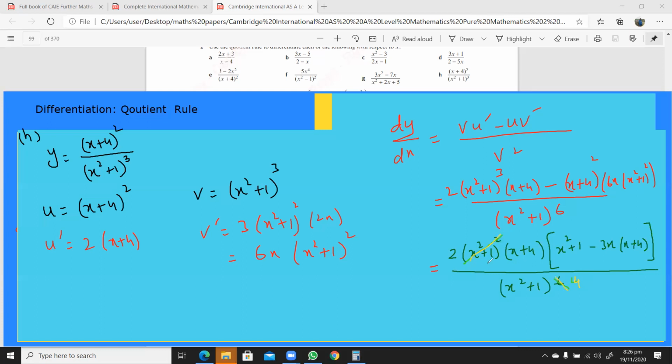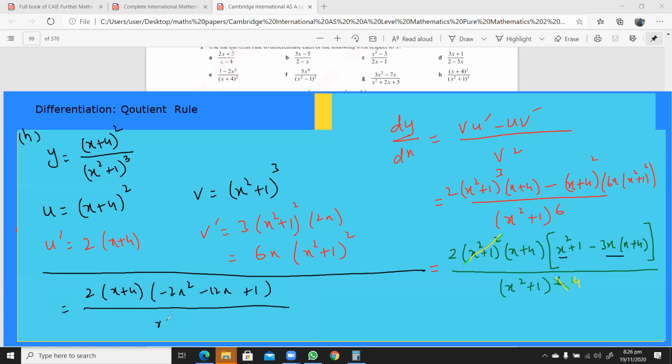So this is going to be simplified into 2 into (x plus 4) into, now this is x square and this is minus 3x squared. So we have minus 2x squared, then we have minus 12x, and we have plus 1. So that is the final answer, over (x squared plus 1) to the power 4.